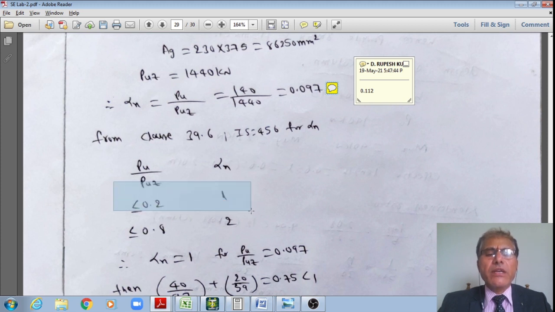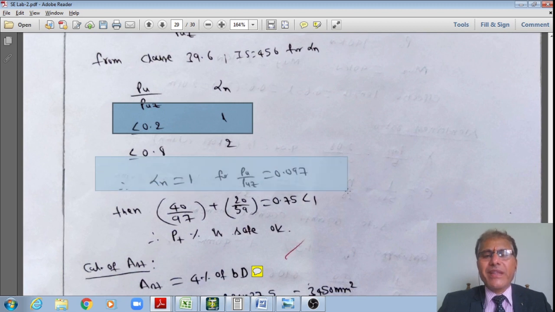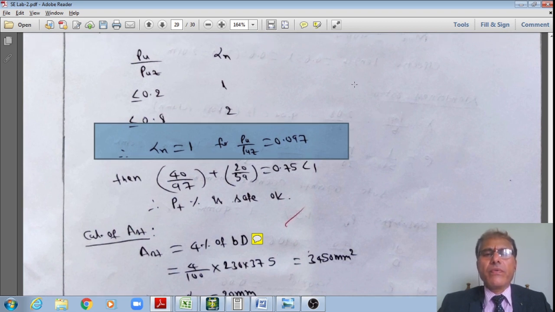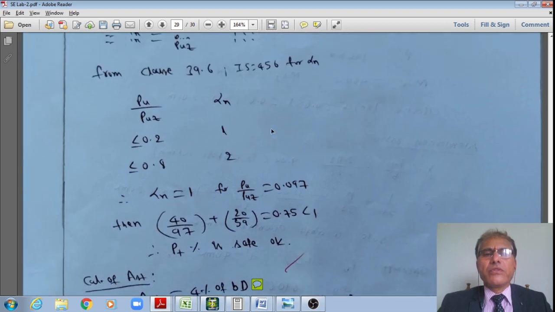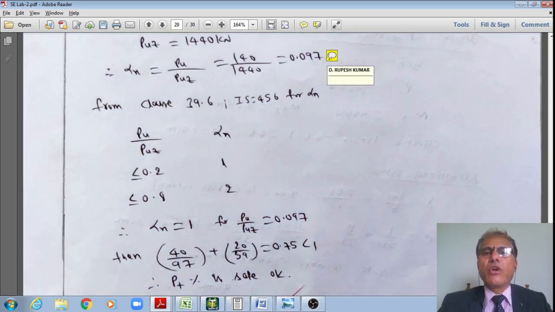Actually, I need not interpolate because it is much less than 0.2. Therefore alpha n itself is 1, student. Therefore Pu by Puz is equal to 0.112. For that, Pu by Puz is equal to 0.112. I do have alpha n equal to 1.